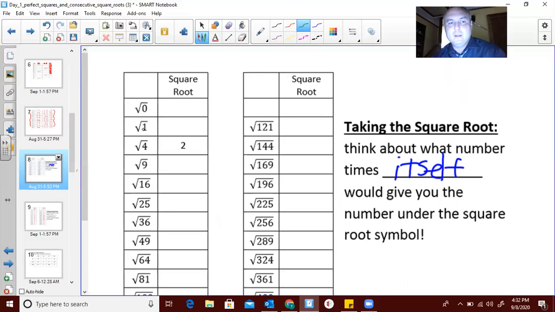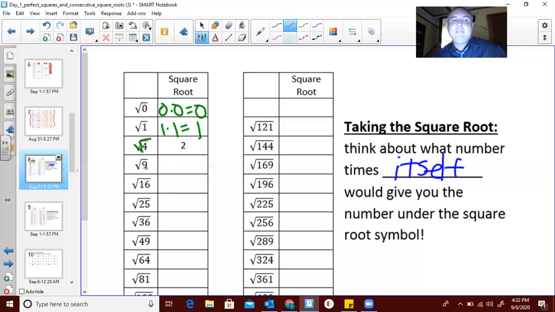So it would be 0 times 0. So the square root of 0 would be 0. Similarly with 1, what number times itself can I multiply to get 1? I get 1. 4, 2 times 2 equals 4. So 2 is the square root of 4. This symbol right here means square root.